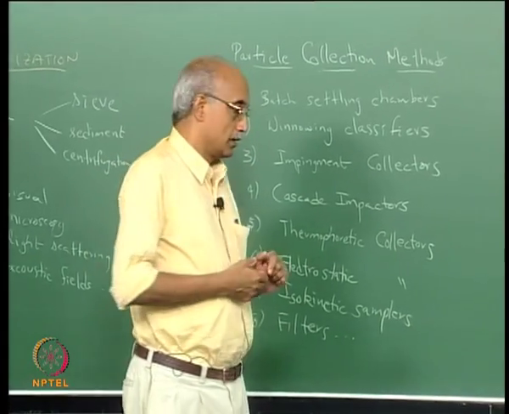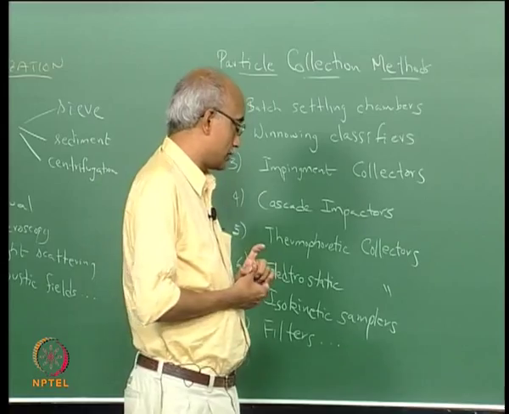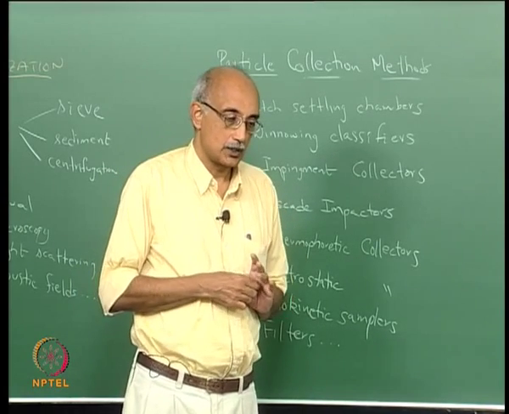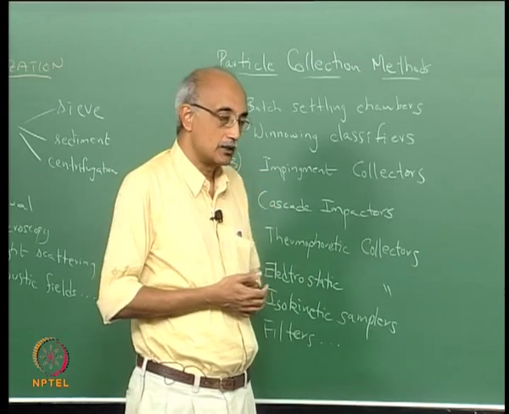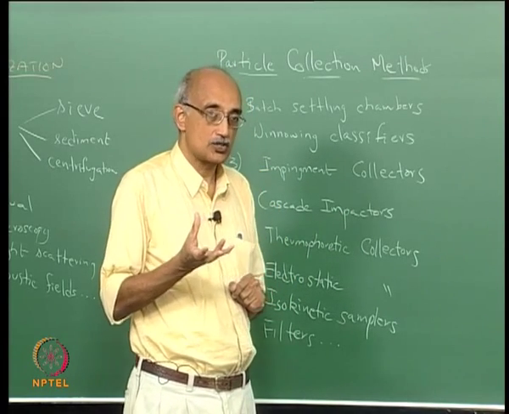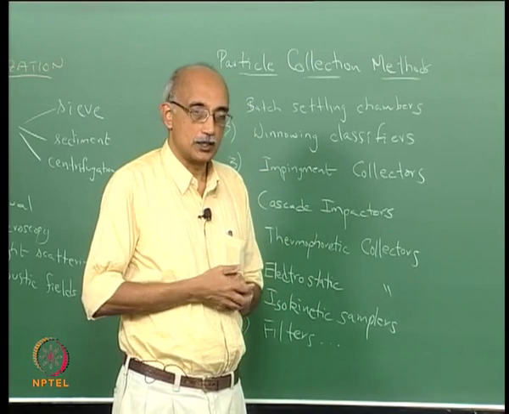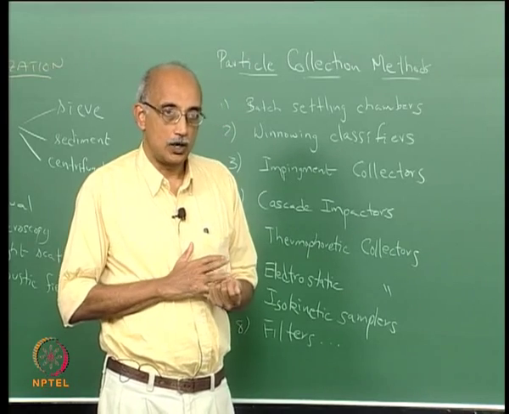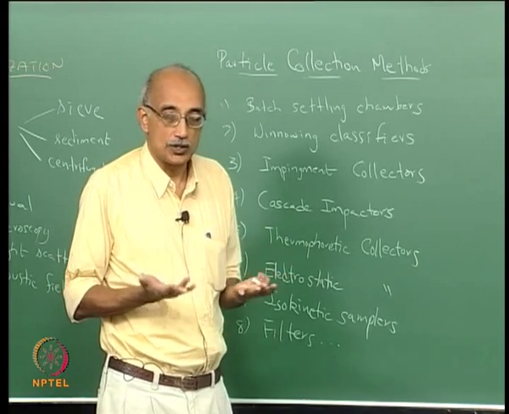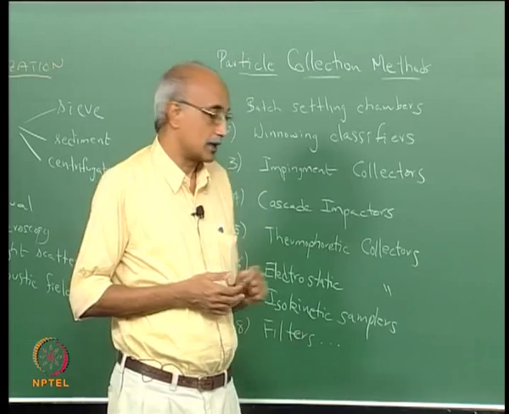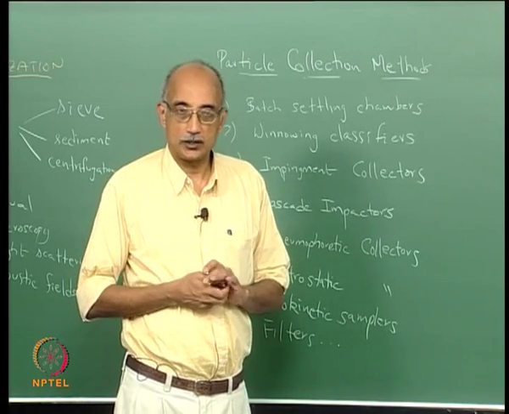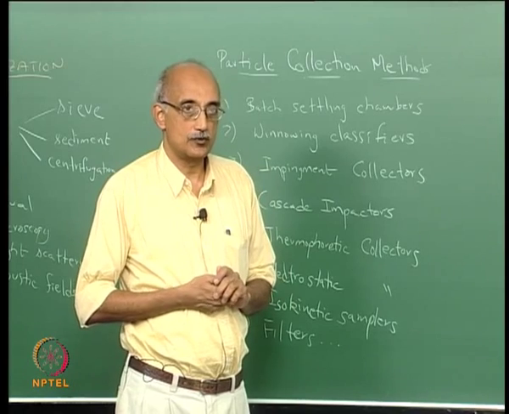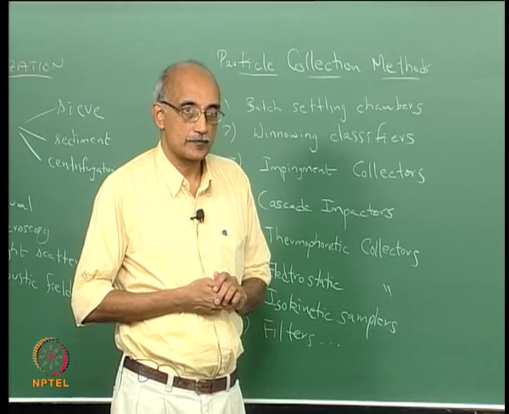Similarly, electrostatic collectors make use of an applied electric field to do the separation. Here the particles can either be artificially charged before they enter such a chamber, or we can even make use of the natural charge that they are carrying. A classic example of this is the electrostatic precipitator that is used for collecting fly ash in power plants.